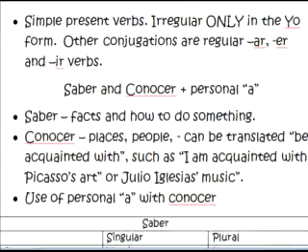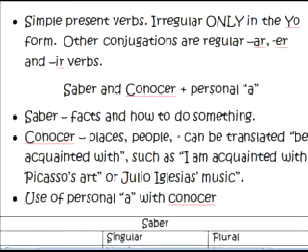I know that it's cold outside. I know that today is Friday. I know that Washington, D.C. is the capital of the United States. Those are facts. Or I know how to play baseball. Or I know how to sing, or I know how to do anything else, I'm using the verb saber.